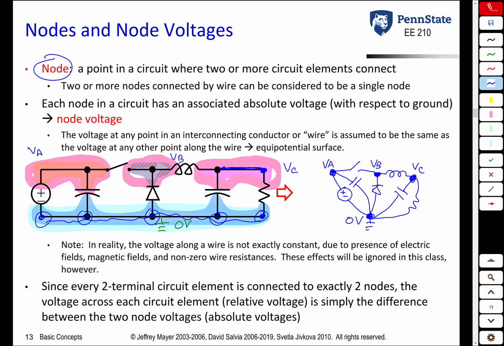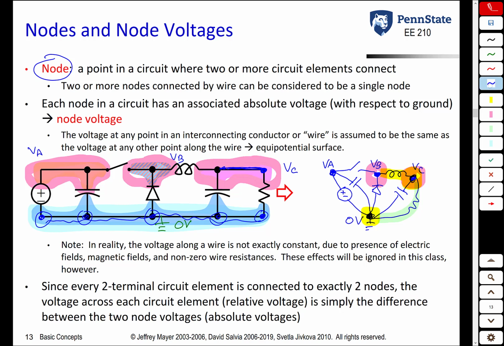And what we see is every 2-terminal circuit element, so every circuit element, always connects exactly 2 nodes. So that circuit element connects those nodes. This circuit element is between those nodes, etc. And so that means that the relative voltage, or the voltage across any circuit element, can always be written as a difference between 2 node voltages.